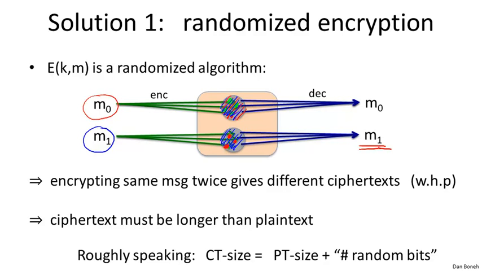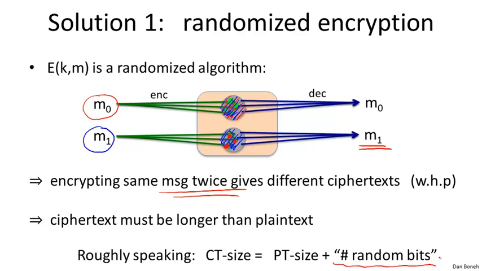In this way, since the encryption algorithm uses randomness, if we encrypt the same message twice, with high probability we'll get different ciphertexts. Unfortunately, this means that the ciphertext necessarily has to be longer than the plaintext, because the randomness that was used to generate the ciphertext is now encoded somehow in the ciphertext. So the ciphertext takes more space. And roughly speaking, the ciphertext size is going to be larger than the plaintext by basically the number of random bits that were used during encryption.